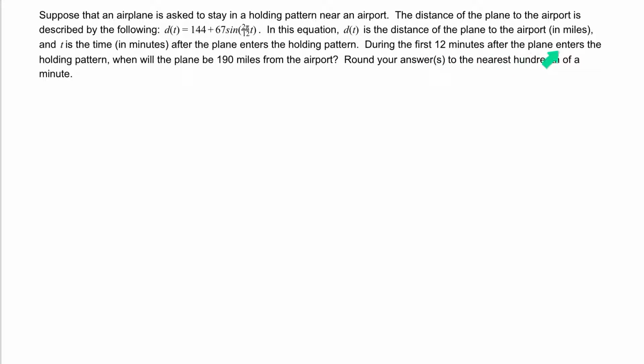During the first 12 minutes after the plane enters the holding pattern, when will the plane be 190 miles from the airport? Round your answer to the nearest hundredth of a minute. So we want to know during the first 12 minutes, when will the plane be 190 miles from the airport? D of t is the distance of the plane to the airport, so this 190 is going to go in for d of t. And it will look like this. 190 equals 144 plus 67 times the sine of 2 pi over 12 times t.